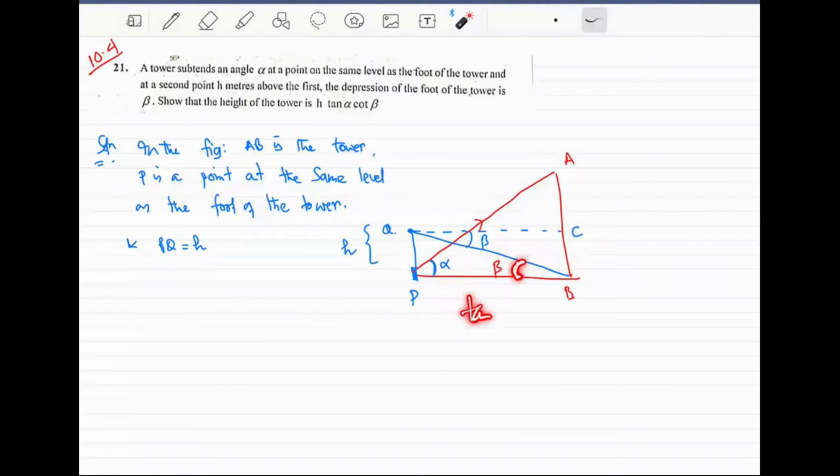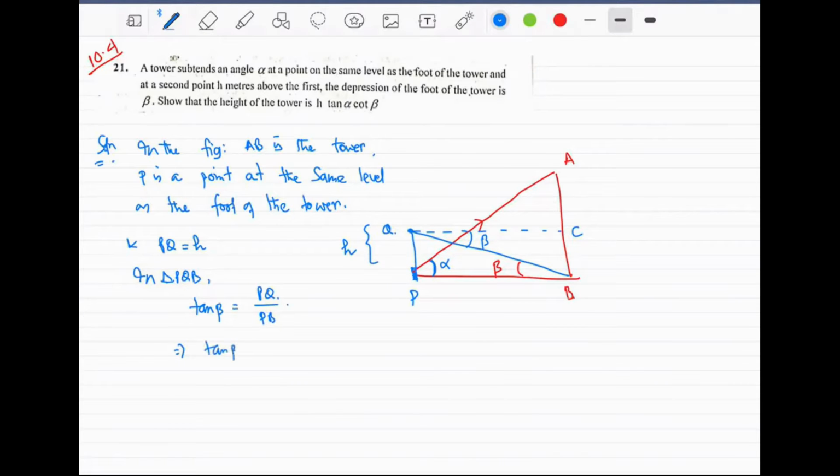In this triangle, there is an angle beta, so you have to find out tan beta. Tan beta will be what? Opposite by adjacent. Opposite is PQ, adjacent is PB. So tan beta will be PQ by PB. So you mention the triangle first. In triangle PQB, what angle is inside? Angle beta. Tan beta is equal to PQ divided by PB.